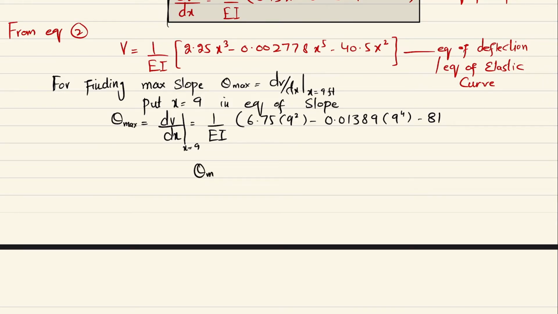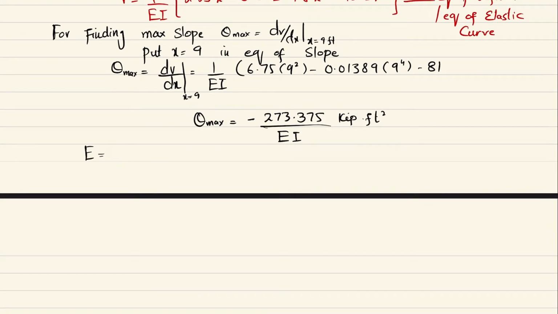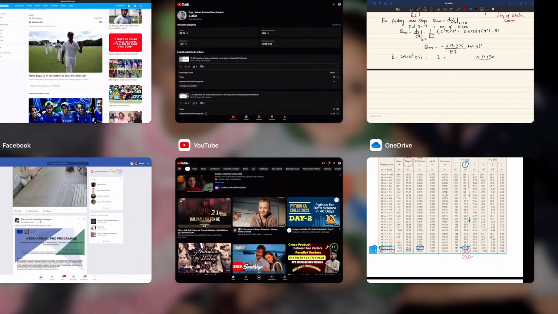So the maximum slope after simplification will be minus 273.375 divided by EI, and the unit will be kips into feet squared. Now E is given as 29 into 10 raised to power 3 ksi. We do not know I, so what will be the I for this W14 by 30? For that you have to go to appendix C of this book and find the I. So let's go to appendix C.